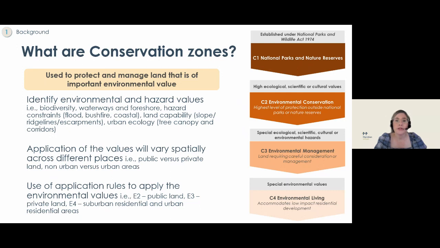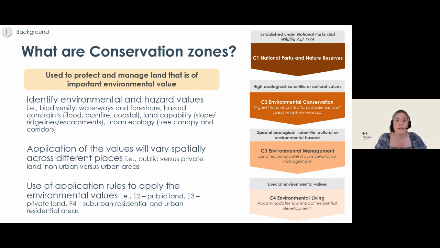What are conservation zones? Conservation zones, or C zones, are used to protect and manage land that has important environmental value. There are 4 conservation zones, which are used where the land has a primary focus on the conservation and/or management of environmental values or natural processes. The C zones provide for varying levels of environmental protection and management. The C1 zone comprises existing national parks, nature reserves and conservation areas established under the National Parks and Wildlife Act. As such, the C1 zone was not included as part of the conservation zones review.